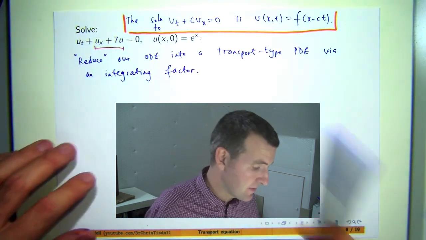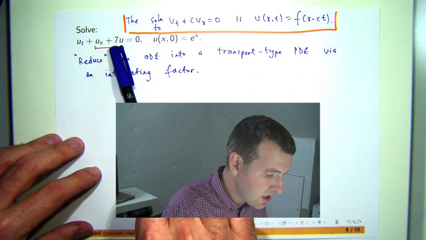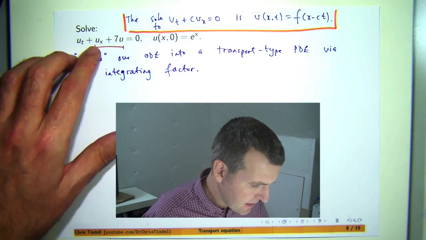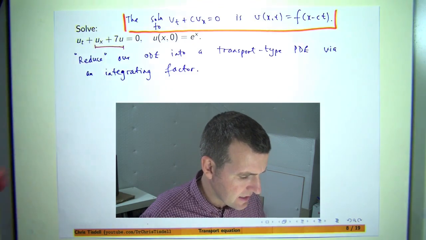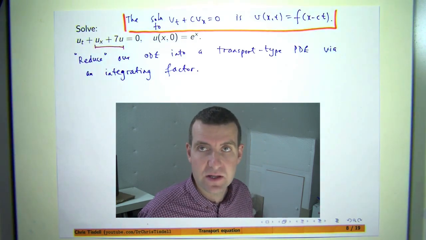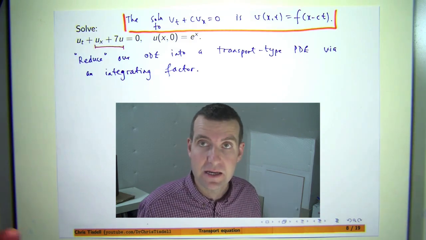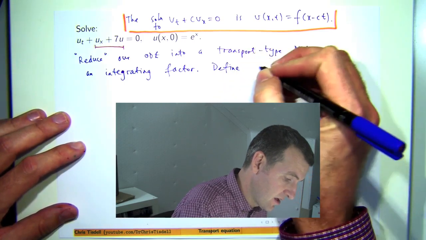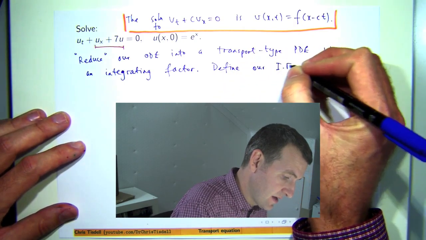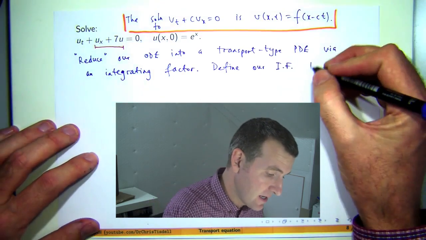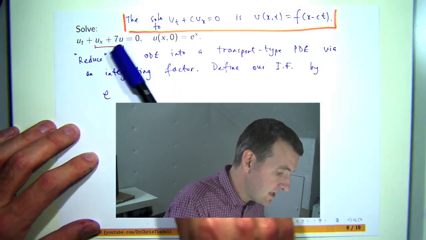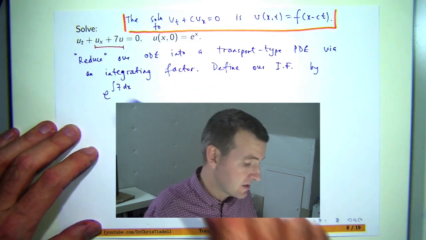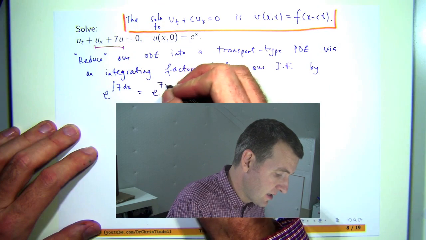Okay, so how do we do this? Well, if you look at the coefficient of u here, it's just a constant, right? So if you want to turn these two terms, after multiplication by the integrating factor, into the derivative of a product, how do we do it? Well, let me show you. Define our integrating factor, IF, by e to the integral of this coefficient of u. So in this case, it's going to be e to the 7x.